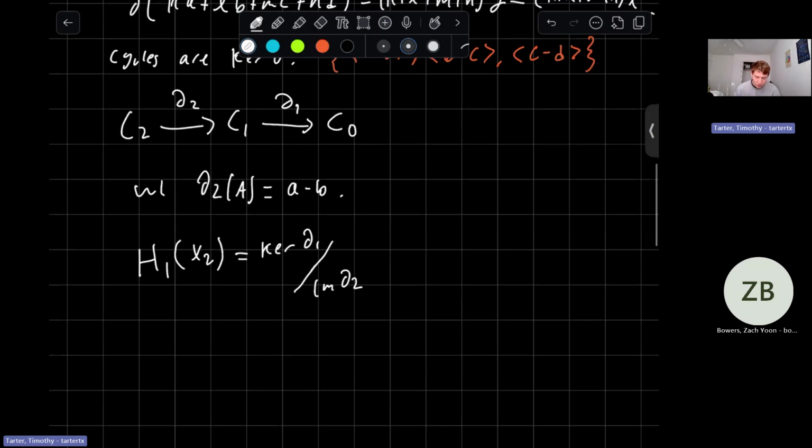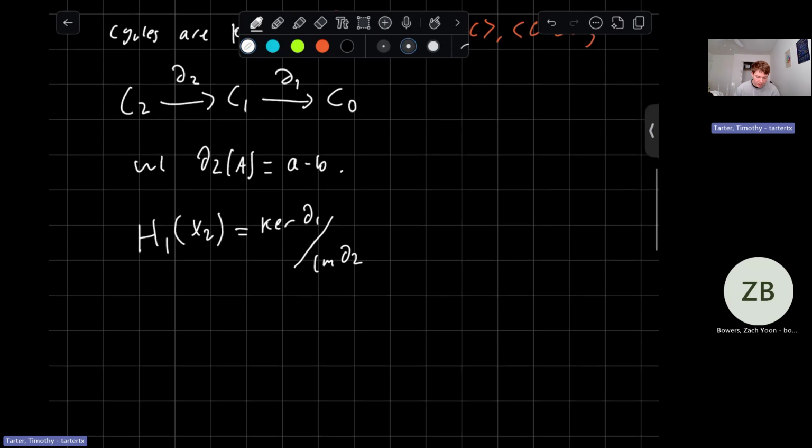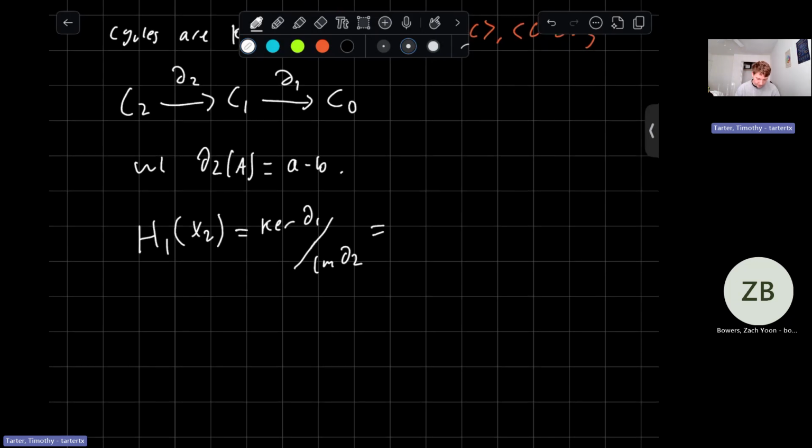So the one-dimensional cycles modulo those that are boundaries. So one cycles mod A minus B. The quotient group is the homology group H1 of X2. So this is our first look at homology.